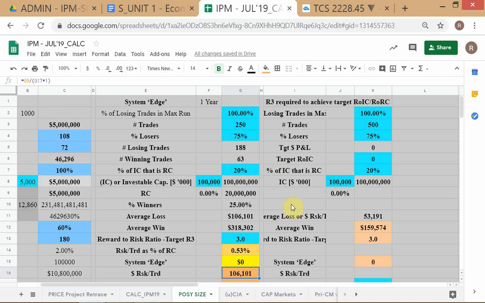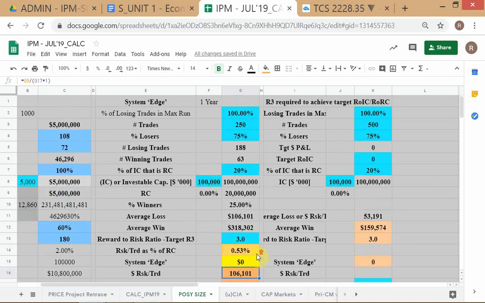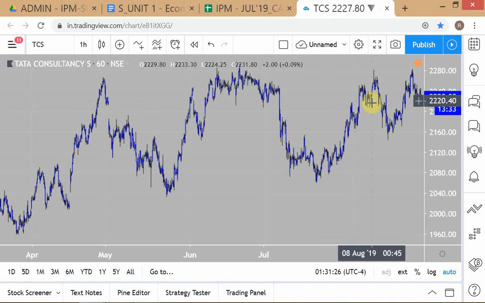It's the same thing. I'm just saying, by this process, you have derived this. You can change it to 300 also, and you'll get different numbers. But we assume 250 trades in this. And by this process, we have derived 106,000. So let's say we are applying this 106,000, which means that when this stop is triggered, we should not lose more than $106,000.